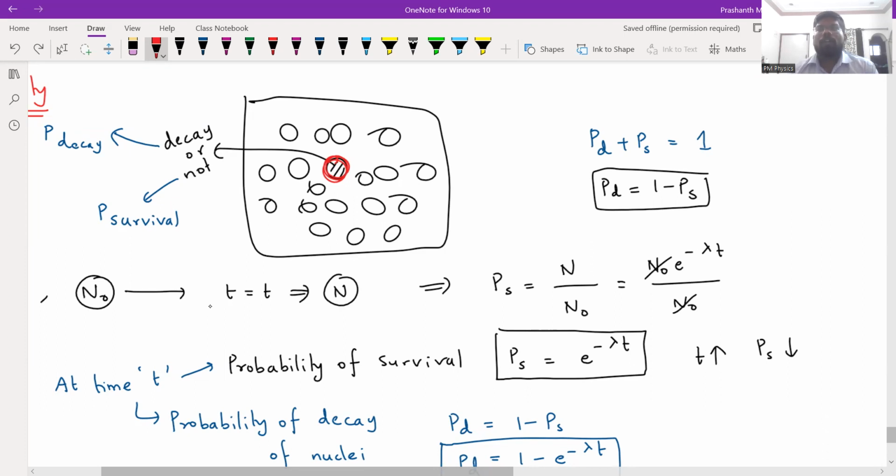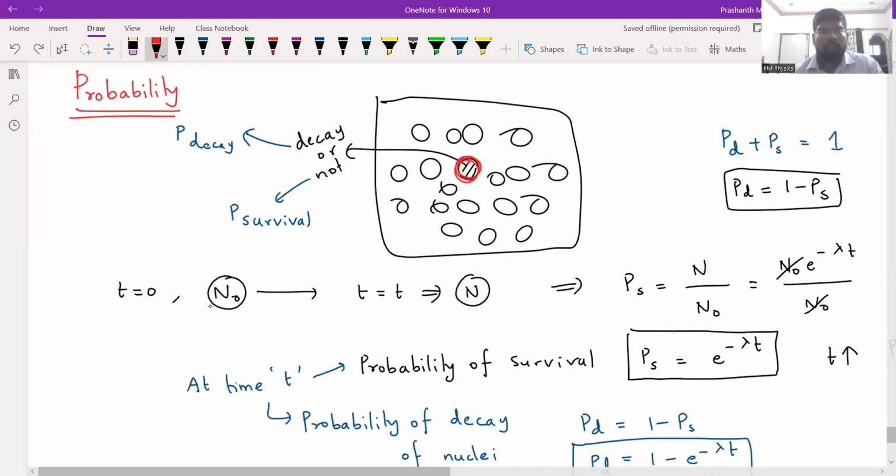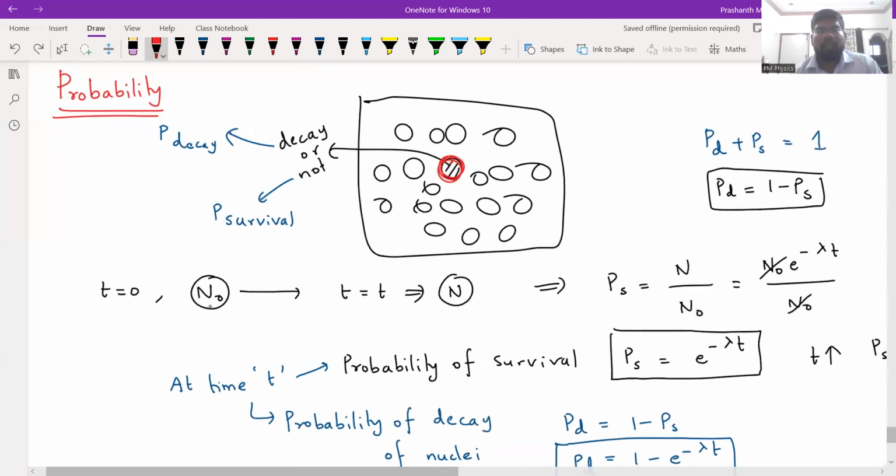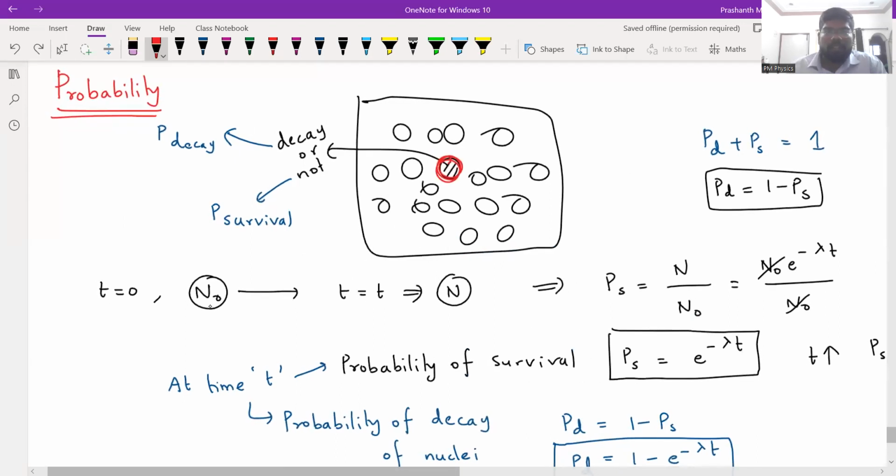So that is what we are saying directly. If initially at t is equal to 0 the number is N0, then as time passes, what do you see? As time passes, the number of nuclei becomes N. Then at that time, if you pick one nucleus, whether it is going to decay or survive depends upon how many are present at that time.